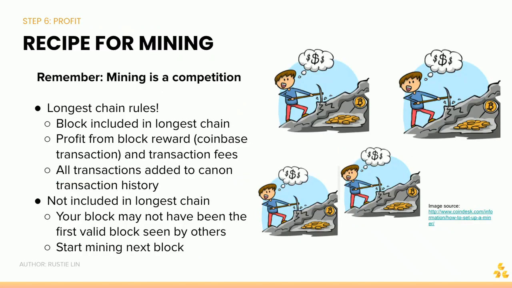And last step is profit. So mining is a competition. The longest chain will always rule. And the Coinbase transaction is how the miner gets their profit. It's from the block reward and all the transaction fees that were aggregated into the Merkle tree. If your block is not included in the longest chain, then your block may not have been the first valid block that was seen by others in your network, and then you just have to start mining on the next block.